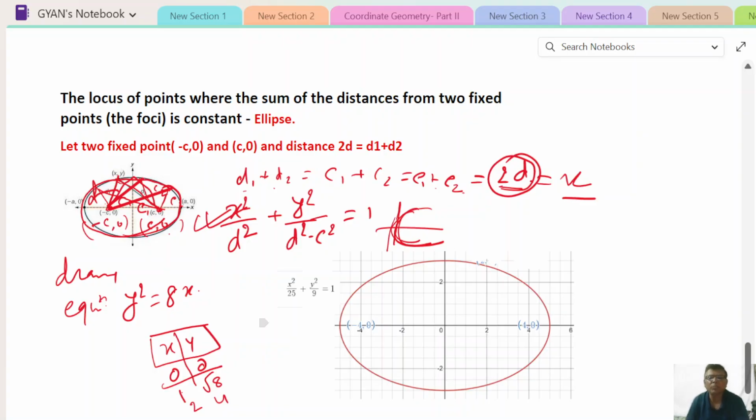So this is all about locus. In the next chapter we'll study how to find the locus under certain conditions.